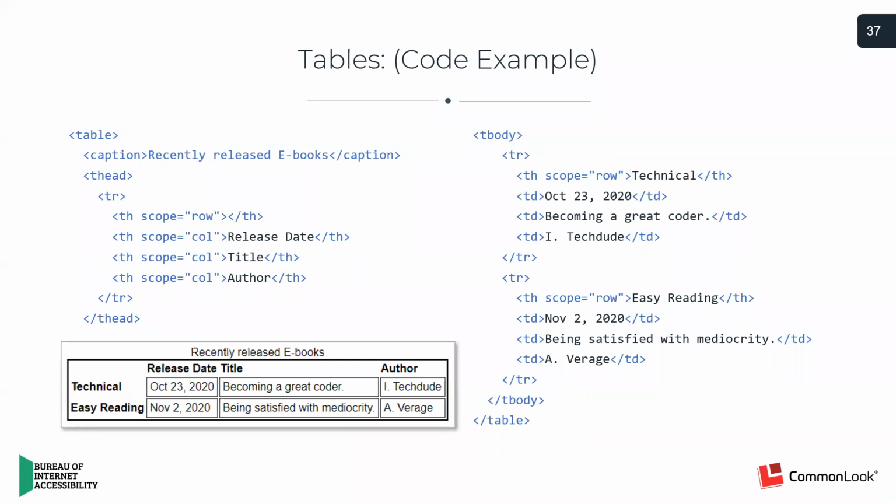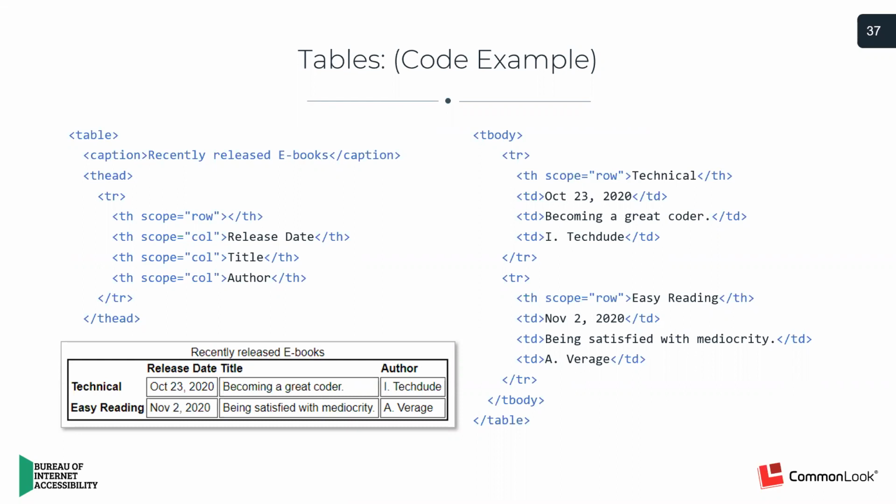So here we're showing a very simple table, an example of a simple data table, in fact, along with an appropriate caption tag and the relevant TH scope attributes. You can see the caption text above the table in this example. It says recently released ebooks. A note that in the T-body section on the right side there, each row also has a heading, a TH tag, with a scope of row.